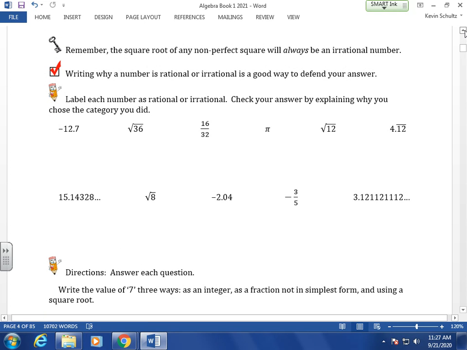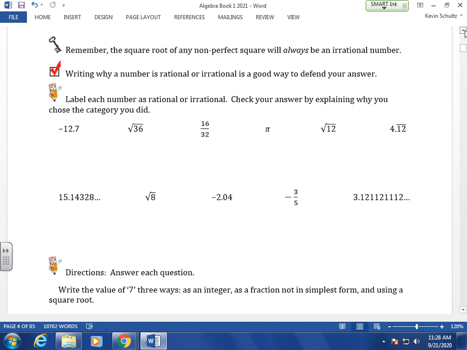There you go. Remember, the root of any non-perfect square will always be an irrational number. We kind of talked about that. It is a key point, so it can go on a help sheet. How you can check your answer, and I'm going to require this when you do your homework. If all you write is rational or irrational, I'm not going to give you credit for it. I would like you to defend the reason why.